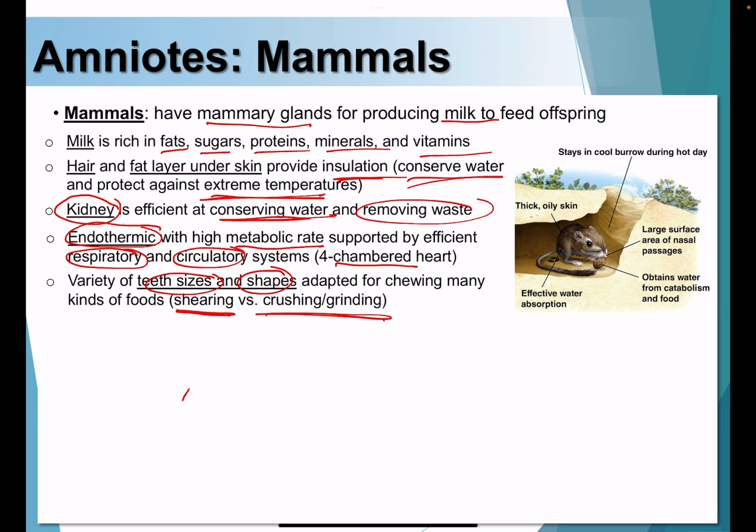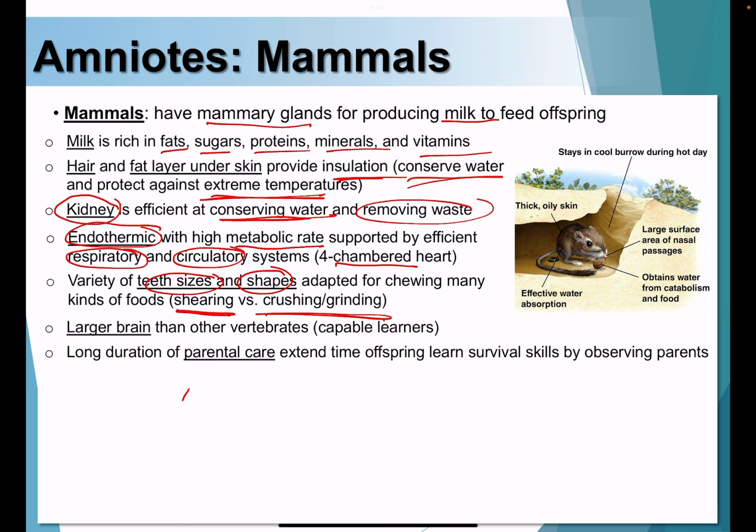In addition, mammals usually have a larger brain compared to all other vertebrates, which means mammals are the most capable learners in the animal kingdom. Because of the larger brain they also have a longer duration of parental care, which means the parents stay alongside the young more often than other animals do.